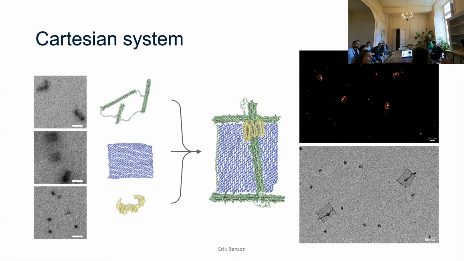So what we did is we assemble them separately. You have to purify them, and then we mix them and purify the mixed assembly. And then we could see them. You can see the final assembly in electron microscopy and also in DNA-PAINT, the super resolution microscopy technique.